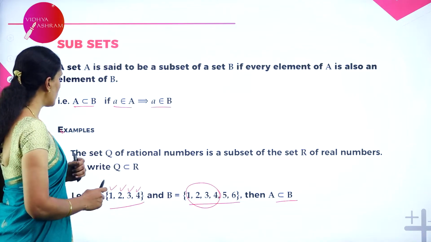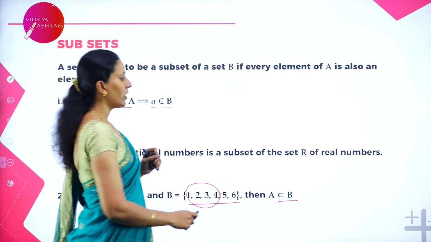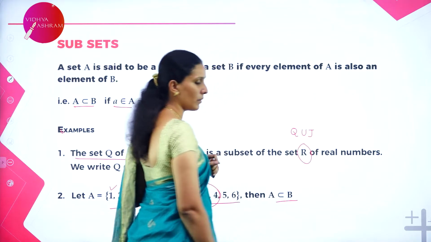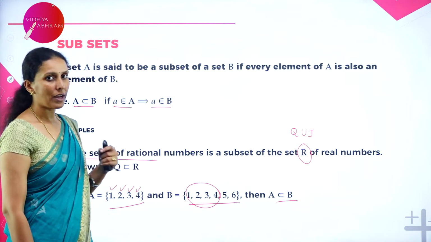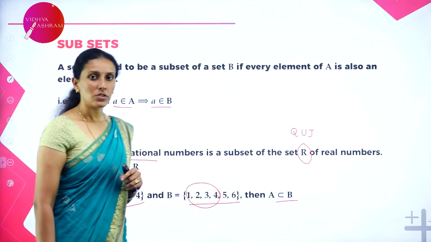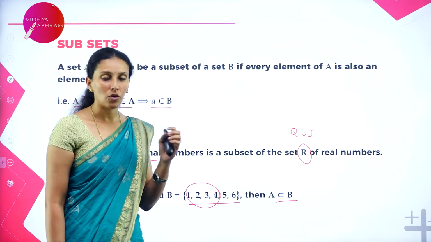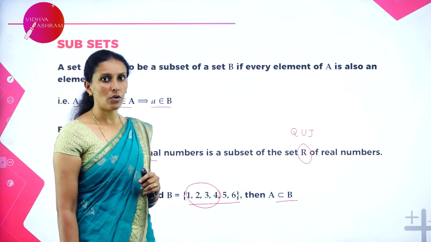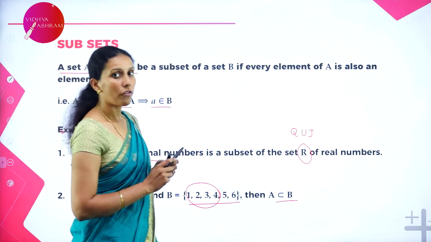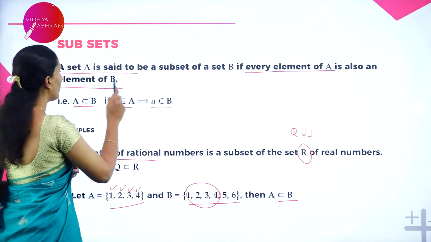So generally we can also say that the set of rational numbers is a subset of real numbers. We know that real numbers are a union of rational as well as irrational numbers. So when I say it's a union of rational and irrational, clearly both sets, that is the rational as well as irrational numbers, are the subsets of real numbers, because all rationals are also reals and all irrationals are also reals. So that is why we say that if set A is said to be a subset of B, then every element of A is also an element of B.